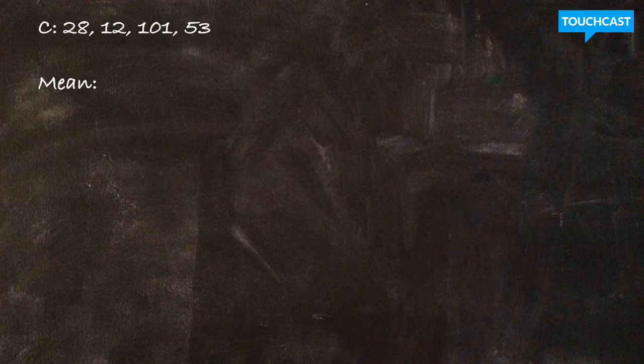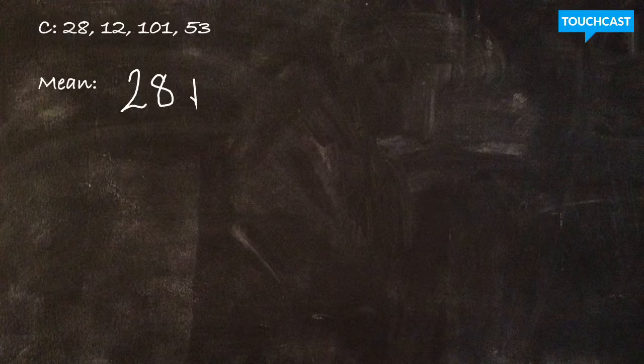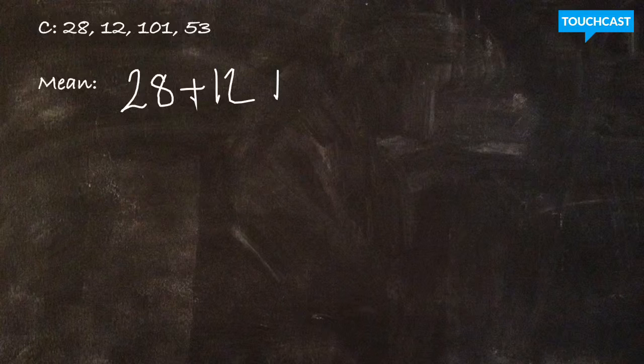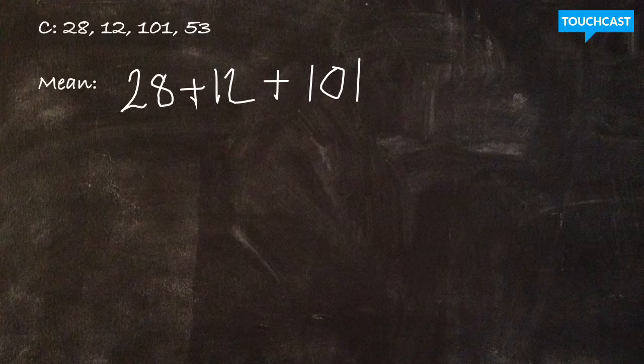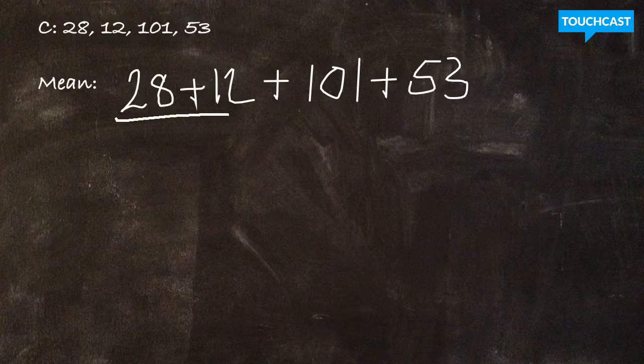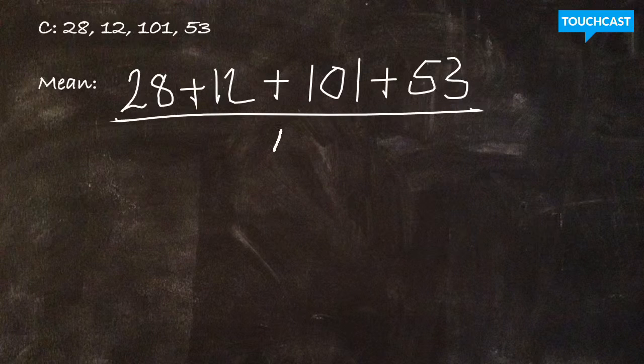Let's look at one more set of data. We've got 28, 12, 101, and 53. Let's find the mean of this. So we're going to go 28 plus 12 plus 101 plus 53, and divide that all by 4 because we've got 4 sets of numbers, or 4 data points.